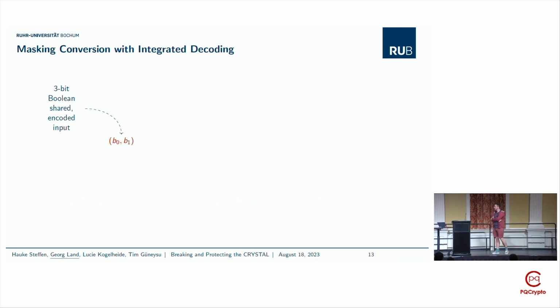So the last thing I want to cover in this talk is what we propose: a masking conversion with integrated decoding. There we start with a Boolean shared encoded input. So Boolean sharing I indicate by red. And then we construct this weird looking value, which is more or less a Boolean and mixed Boolean-arithmetic sharing of this value 2^23 minus q, which is the modulus, minus eta.